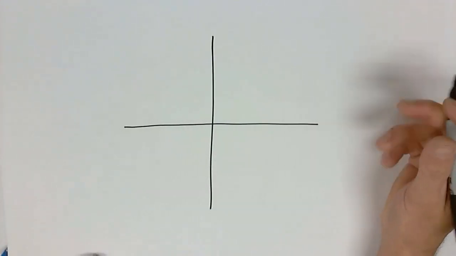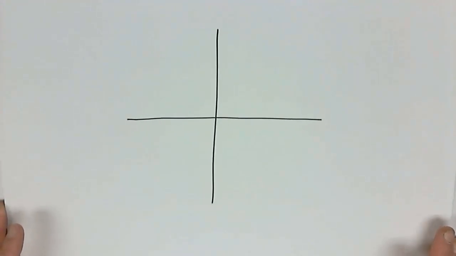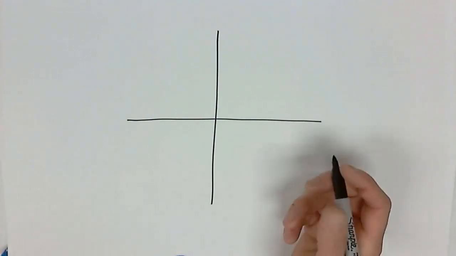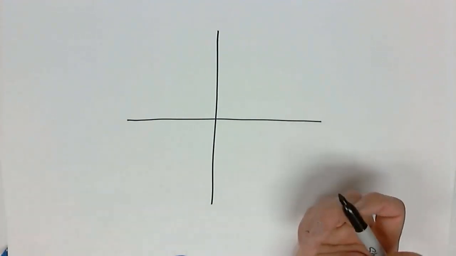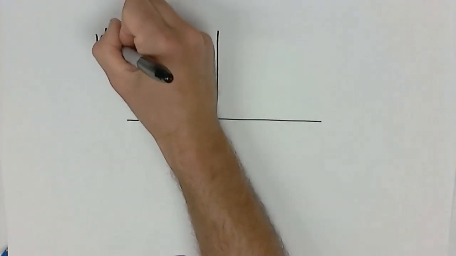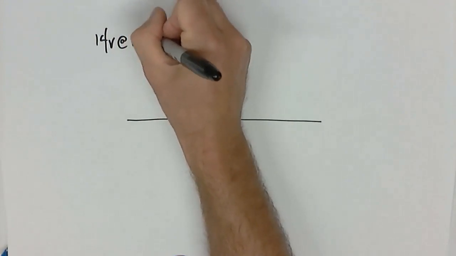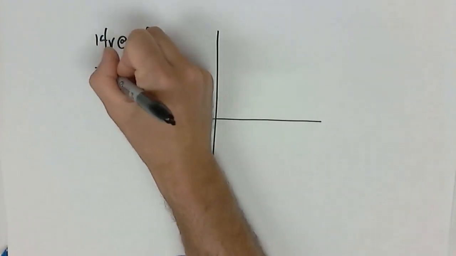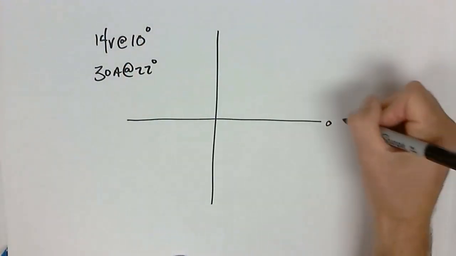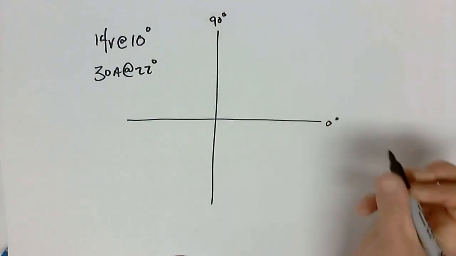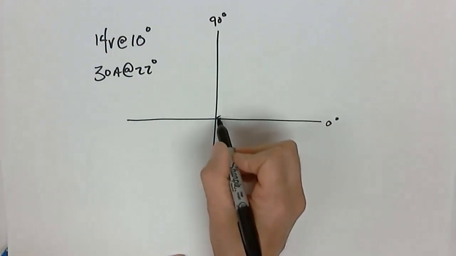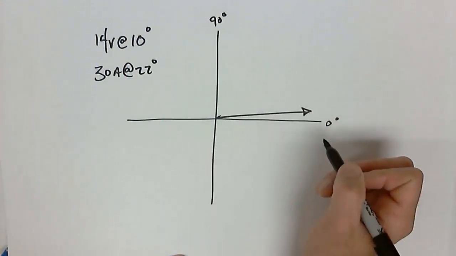And what I'm going to do is just show you the reason why we need to have something to give us accurate values. So I want to sketch, let's see, I'm going to choose 14 volts at 10 degrees and 30 amps at 22 degrees. Now I'm going to sketch it on the Cartesian plane. I know that that's 0, this is 90, and that means that, well, I'm not good at estimating. That's probably 45, so perhaps that is 10 degrees.